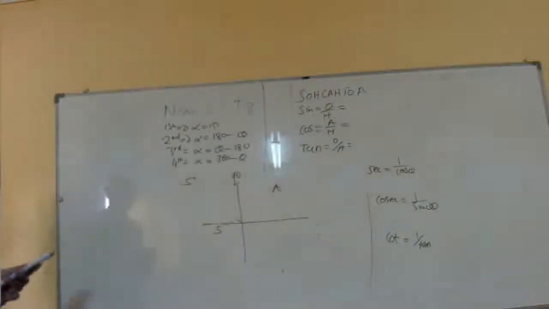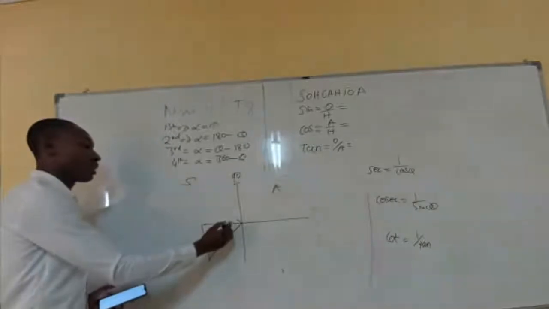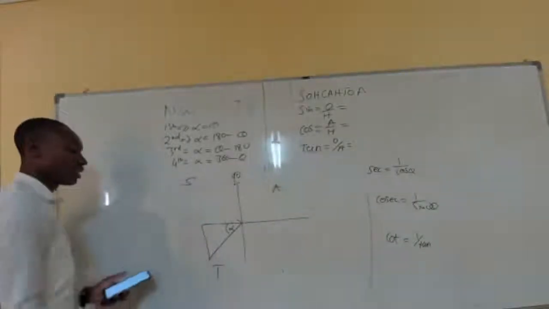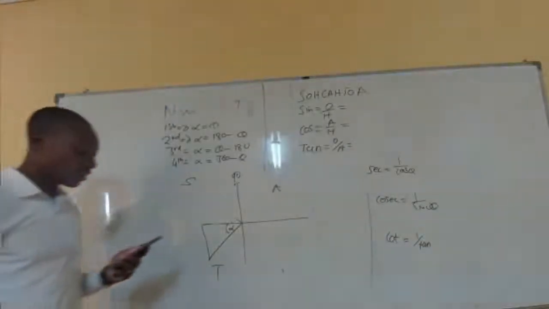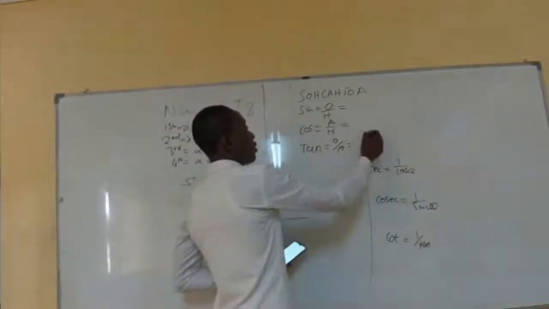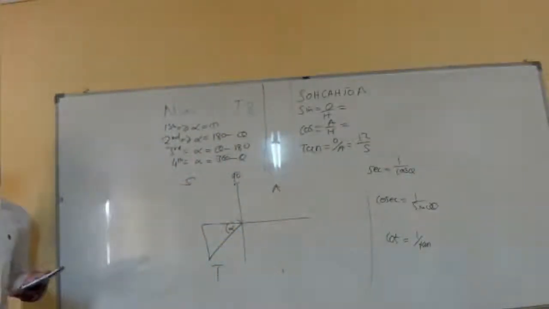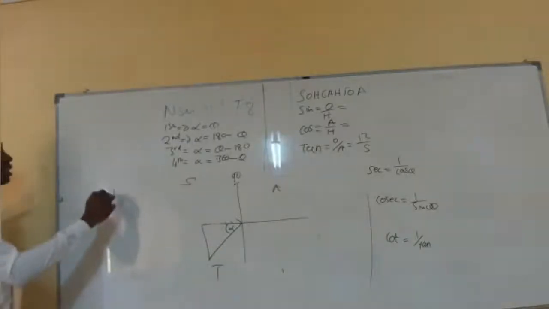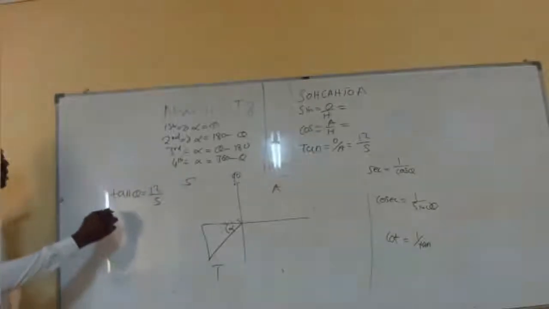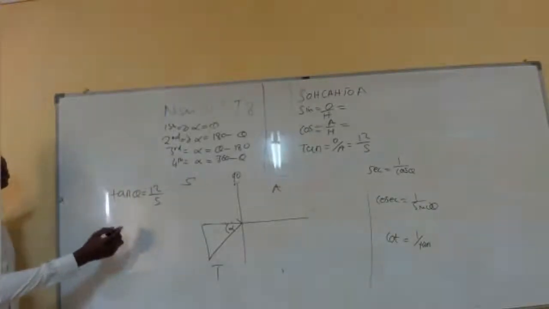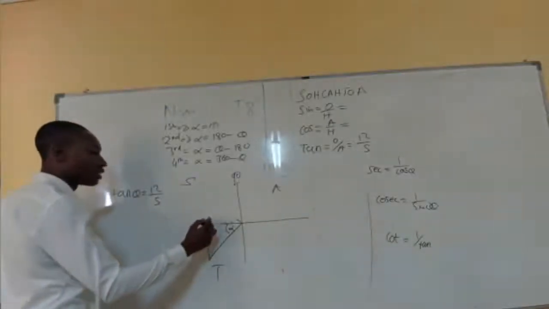Okay, so the terminal side lies in the third quadrant, so the third quadrant is this one. So the terminal side is that. Here only tan is positive. Since tan is positive and the tan we've been given is 12 over 5, tan theta is 12 over 5, meaning that the opposite is 12 and the adjacent is 5.